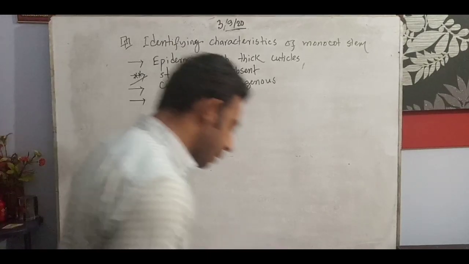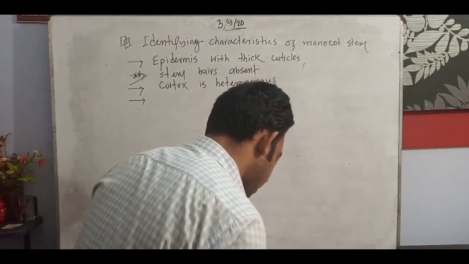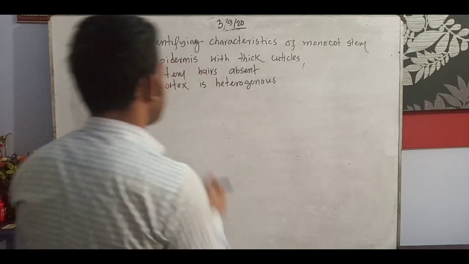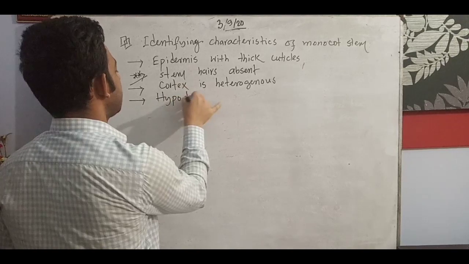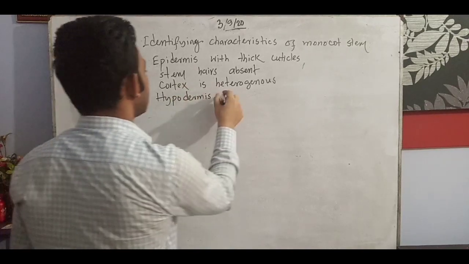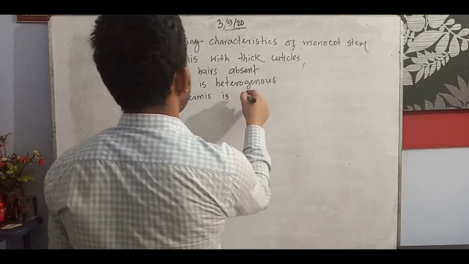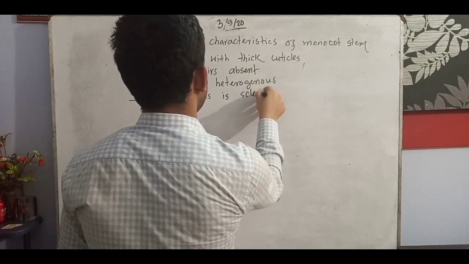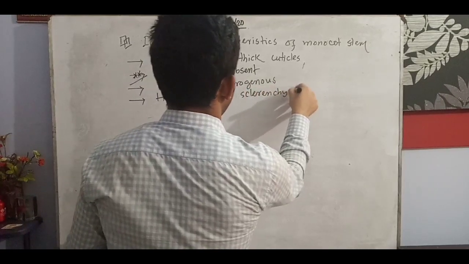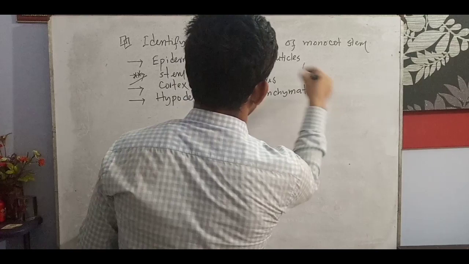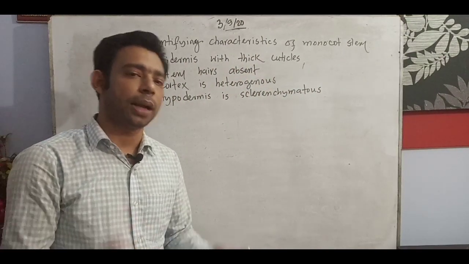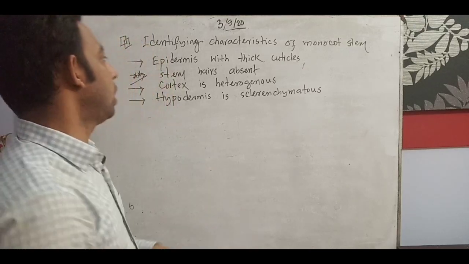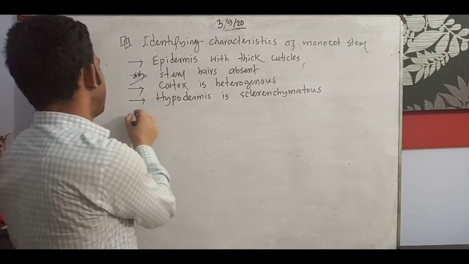Then, hypodermis is sclerenchymatous. That means the hypodermis is composed of sclerenchyma tissue. So it is also an important identifying feature.